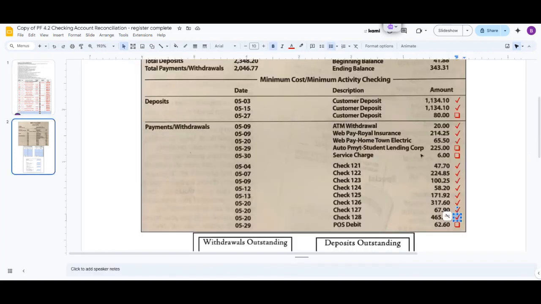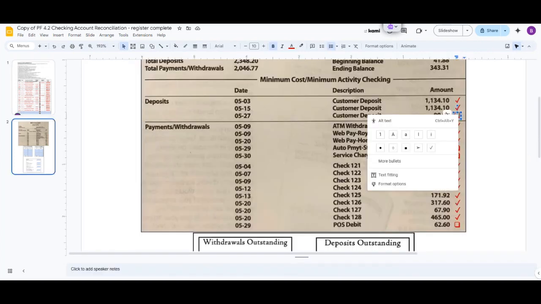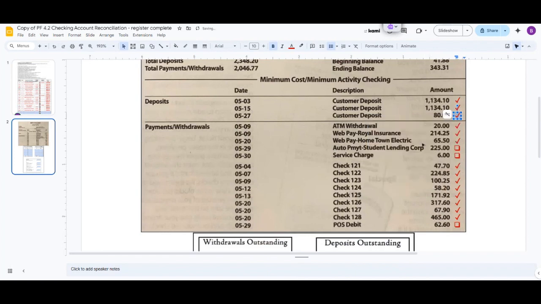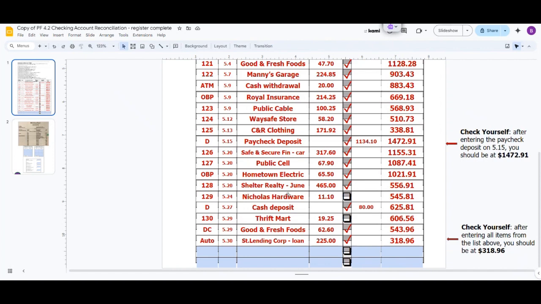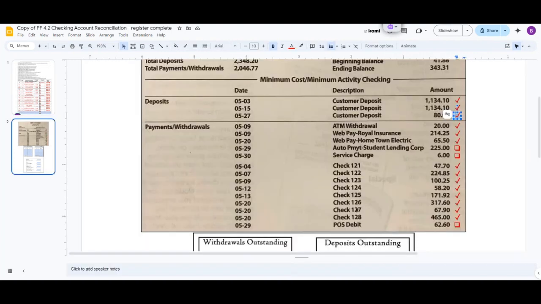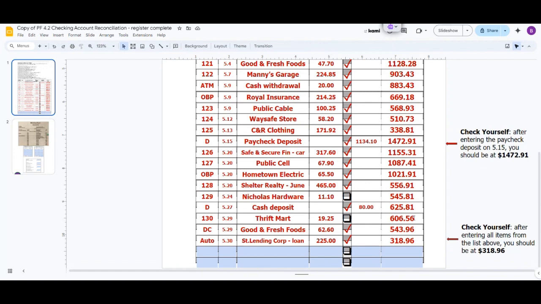Cash deposit on the 27th for $80 is right here. Check that off. Check 130 for 1925, again, is not on here. So I cannot check that off because the bank, by the time this statement was printed, had not received and processed that check.